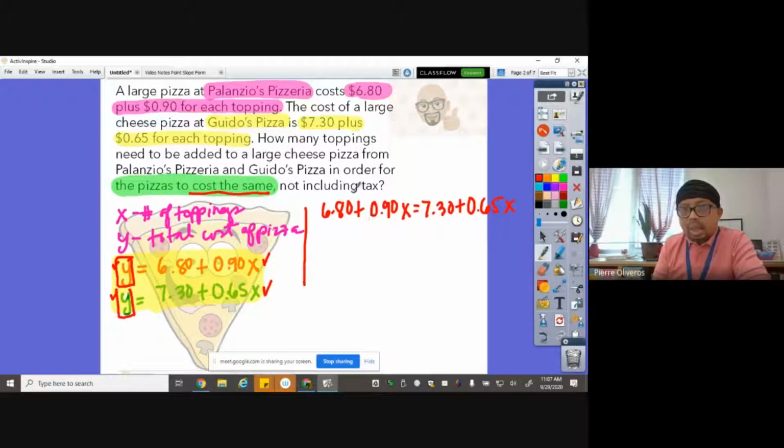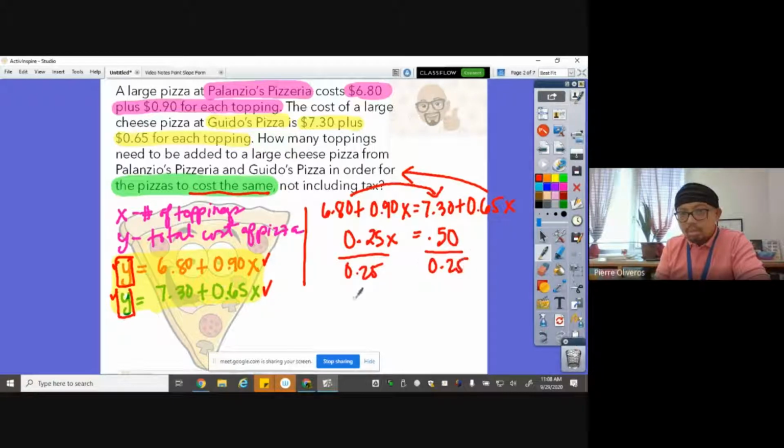Combining the like terms, I'm going to move this one over here. That will give me 0.50. I'm going to move this one to the left, so I'm going to subtract 0.65. That will give me 0.25x. Divide everything by 0.25. The answer should be 2, but let's double check all our numbers here.